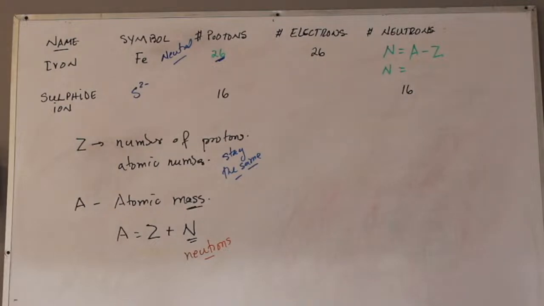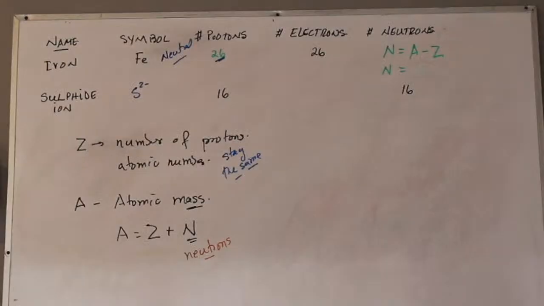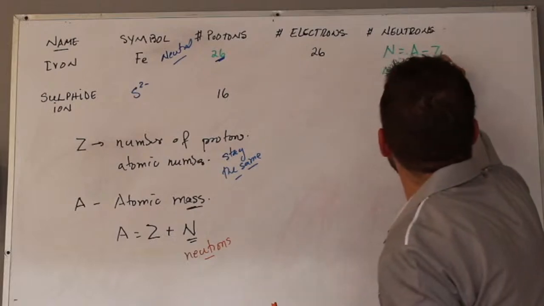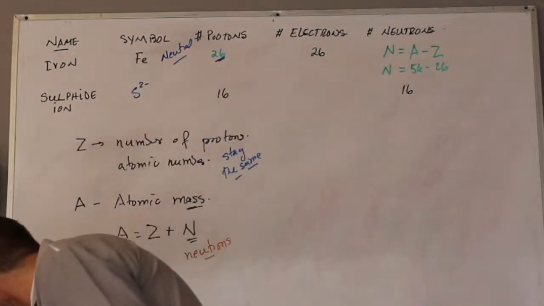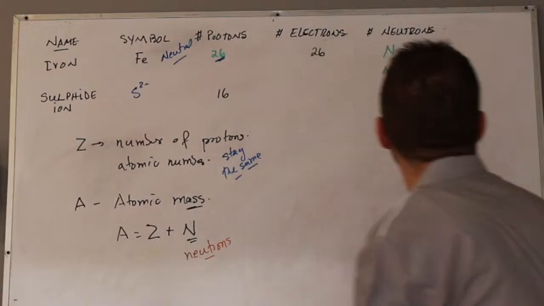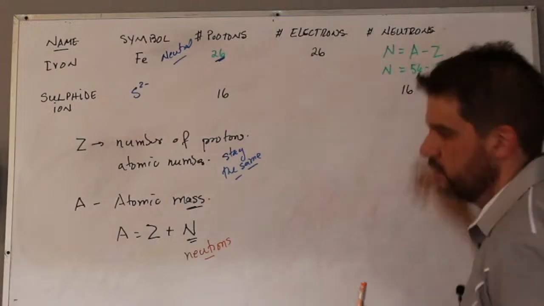I'll give you the answer in the question. So here, for iron, we have 56. That is the atomic mass. It's 56 minus 26. How much is that, guys? That is 30. So we have here 30 neutrons. I hope that is clear.